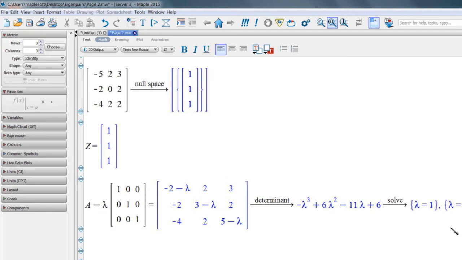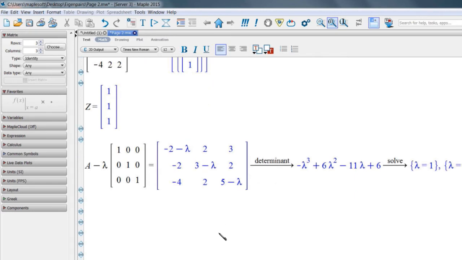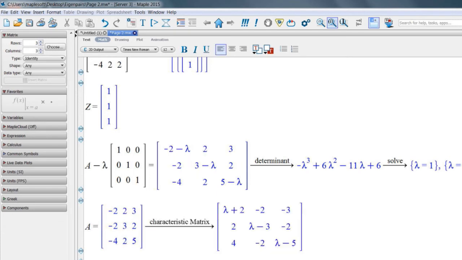Now that's where the eigenvalues come from. They are the numbers that make A minus lambda I singular, which means that you get non-zero solutions to A minus lambda I equals 0, which is what you're looking for. So now if you take the matrix A and go to Maple and say, tell me what the characteristic matrix is, Maple gives you lambda I minus A.